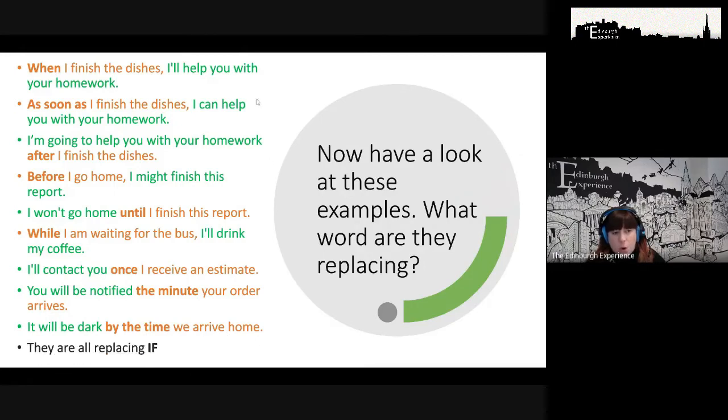Okay, so all of these structures here, right, in that classic conditional structure that we talked about before, all of these words in bold are replacing the word if. Yeah, so for example, if I finish the dishes, I'll help you with your homework. If I go home, I might finish this report. If I'm waiting for the bus, I'll drink my coffee. Okay? So in all of these cases, we're replacing the word if with one of these words.